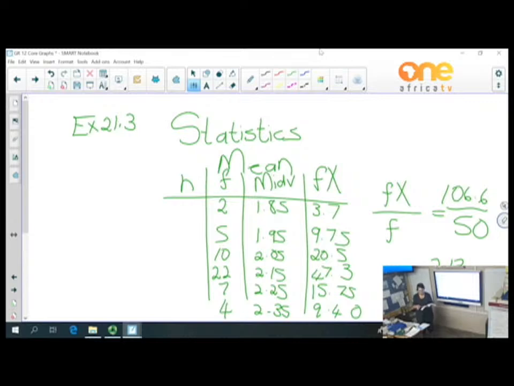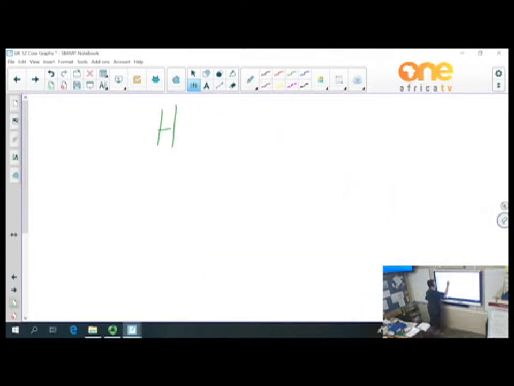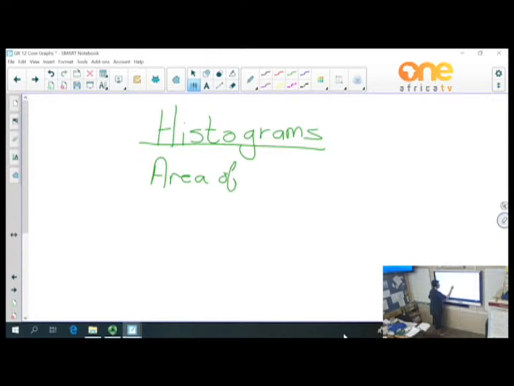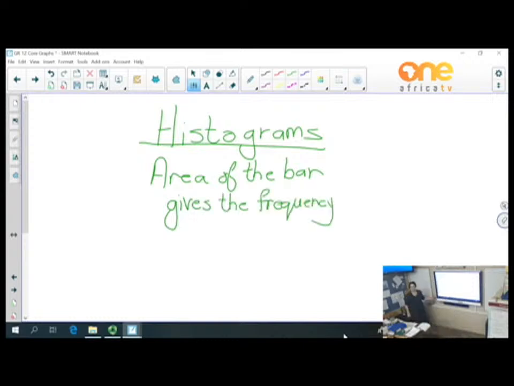So now we want to look on page 355 at histograms. You can write down now histograms. And this is now very important. We're going to draw a lot of these histograms. In a histogram, the area of the bar gives the frequency. Okay, so you've heard about a histogram, but you've never drawn them. So now we're looking at these ones.